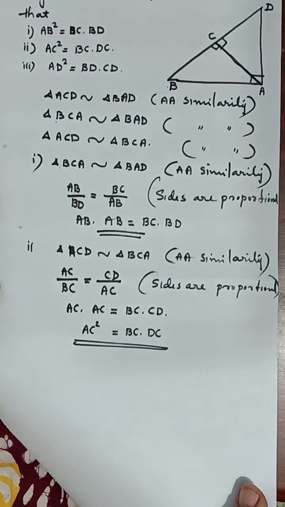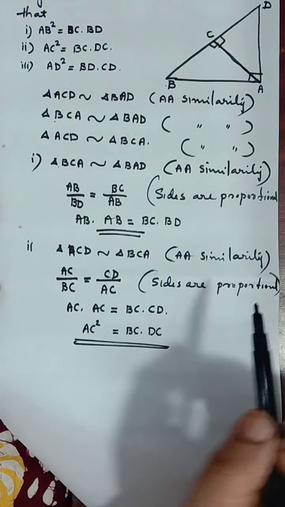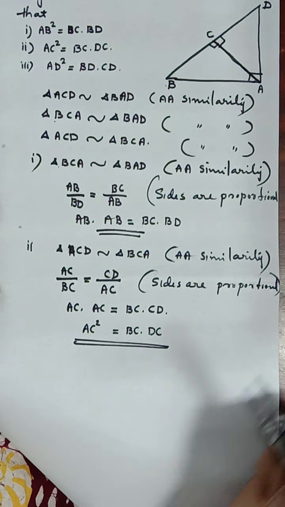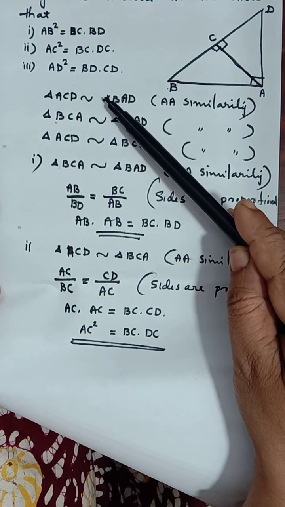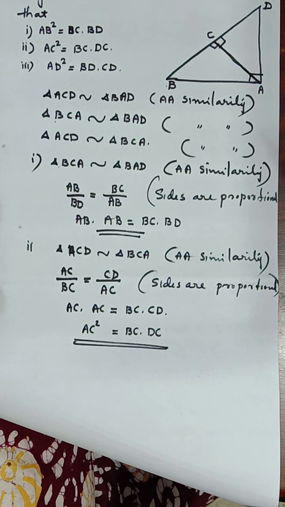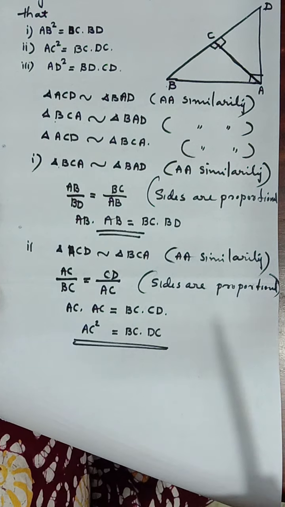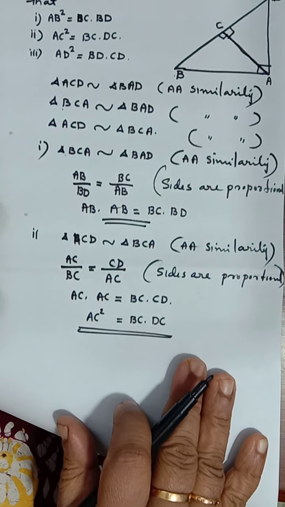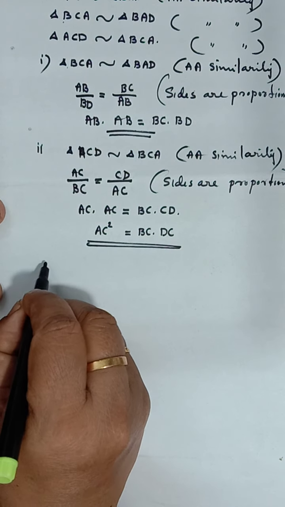Now comes the third point. Third point is AD square is equal to BD into CD. So what is AD square from which one? We have taken BCA, ACD, and let us have the first one. That is for getting AD. Here you can see AD here also. So AD square you will be getting from the first ratio. First similarity. So that is third one.